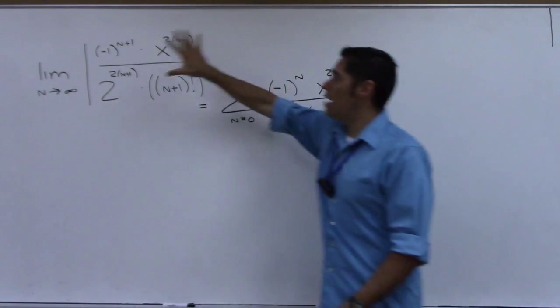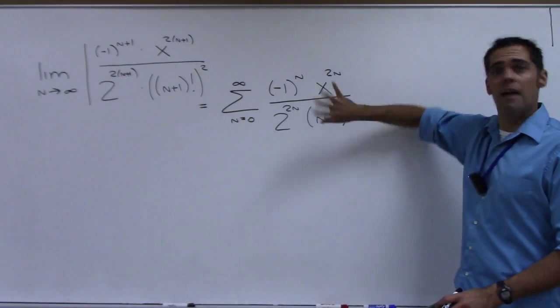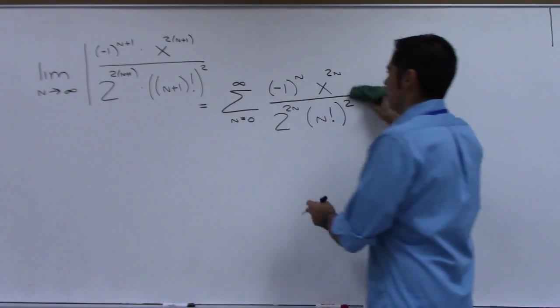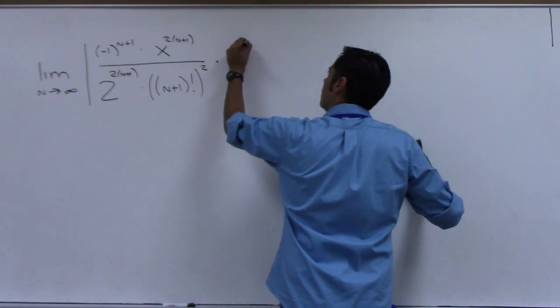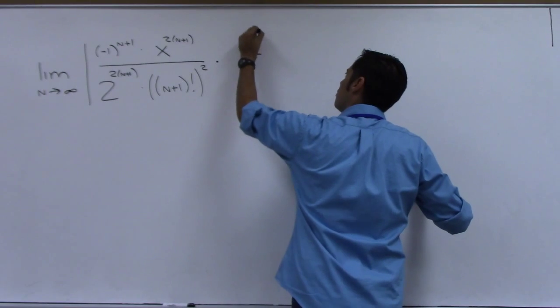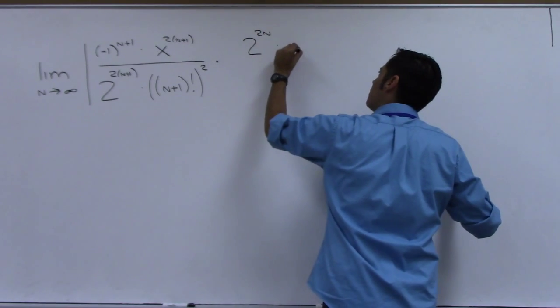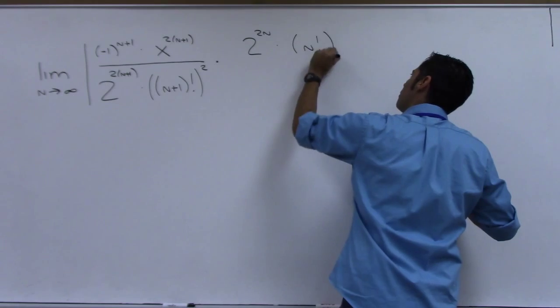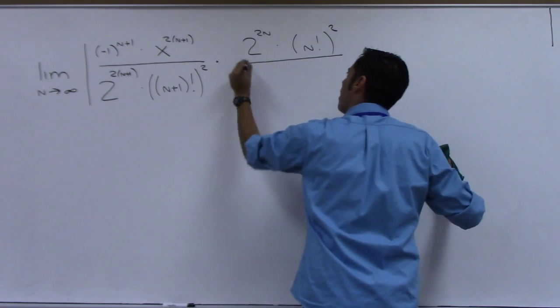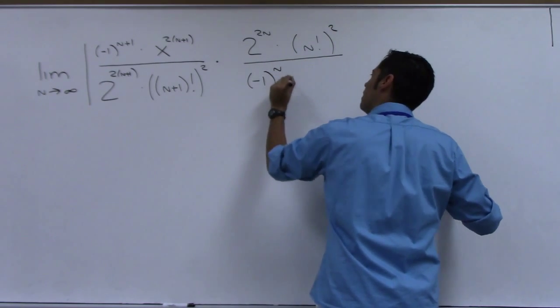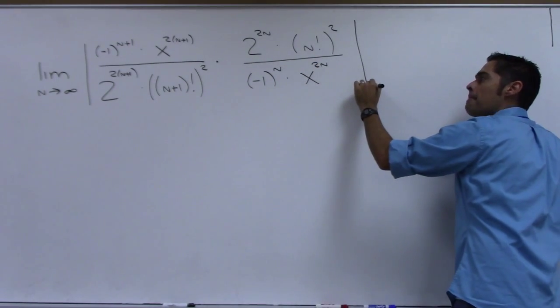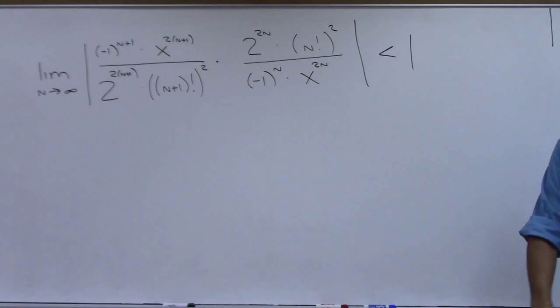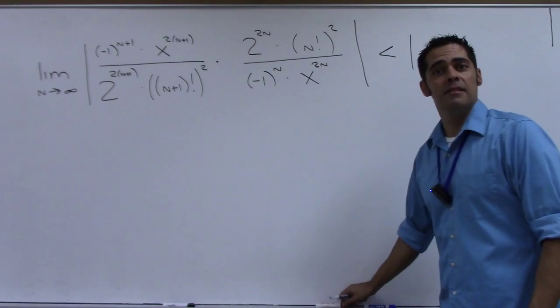I need now to divide this by this, just like that. So flip it and multiply. So I'm going to have times, on the bottom was 2 to the 2n times n factorial squared, over the top, which was (-1) to the n times x to the 2n. I want this to be what? Less than 1. That looks like a mess, doesn't it?